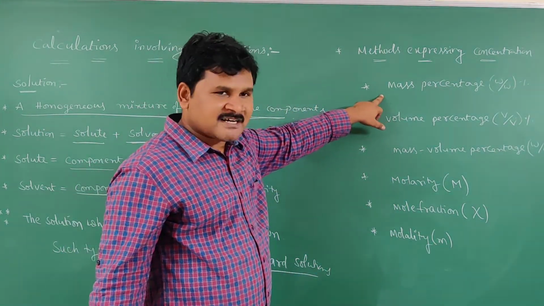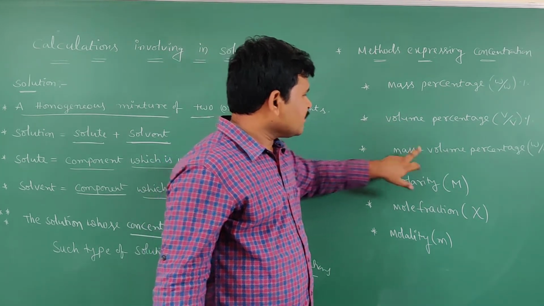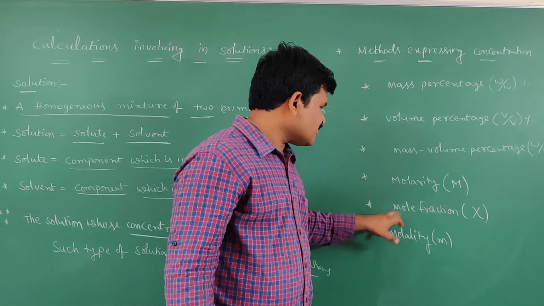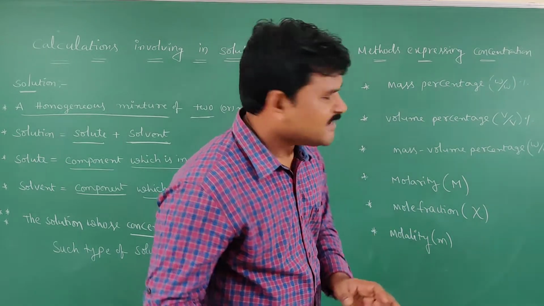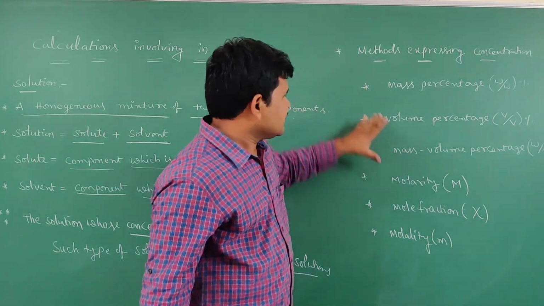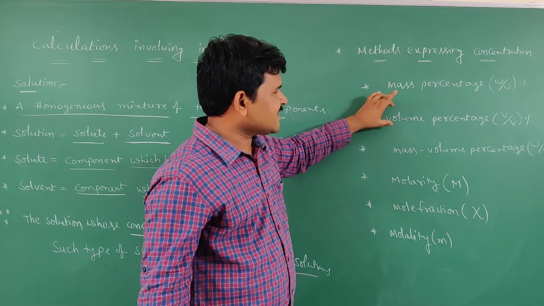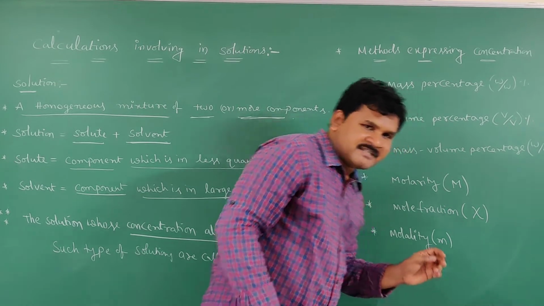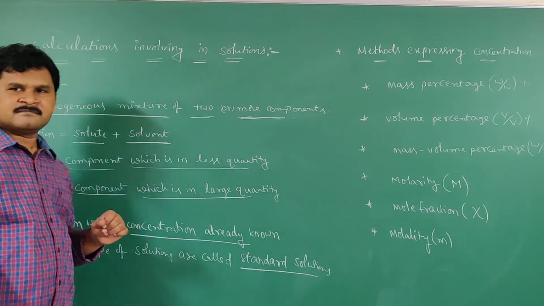I repeat the methods. First one is mass percentage, second is volume percentage, third is mass volume percentage, fourth is molarity, fifth is mole fraction, and sixth is molality. In this video we will discuss the first three concentration methods. First, mass percentage.